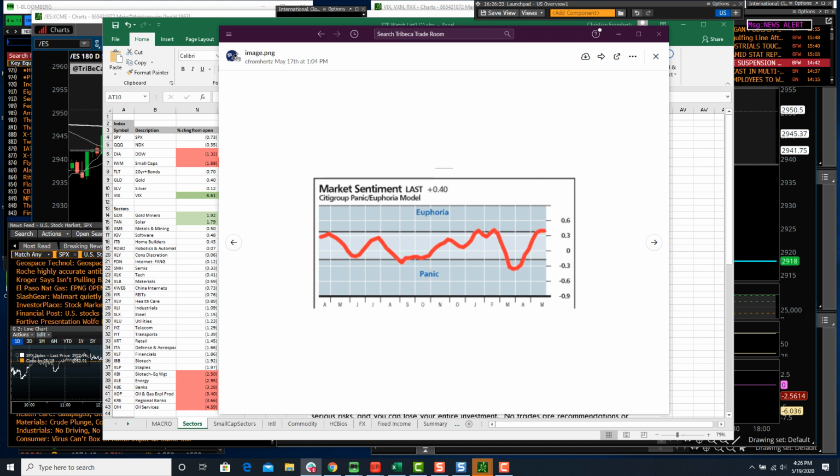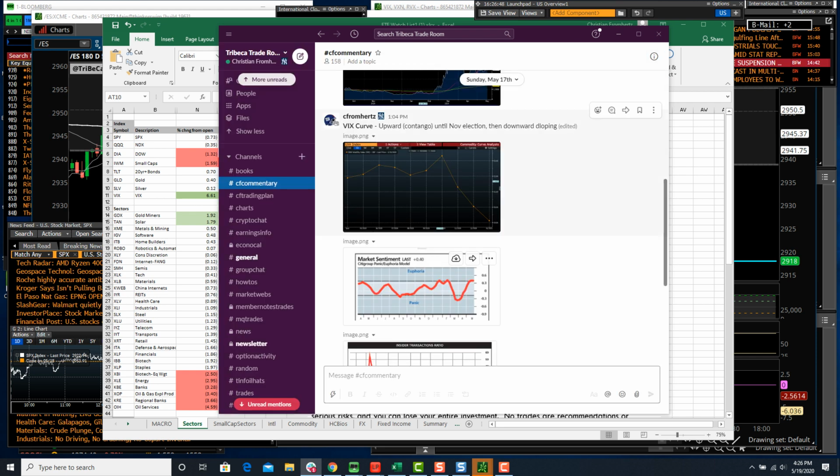If you look at the times where this thing has gotten into euphoria, like in the beginning of the year, it eventually was telling. It was also really good when it was panic. And if you look further back, it's been very good. Now the timing isn't always perfect with it, but it's been pretty good.